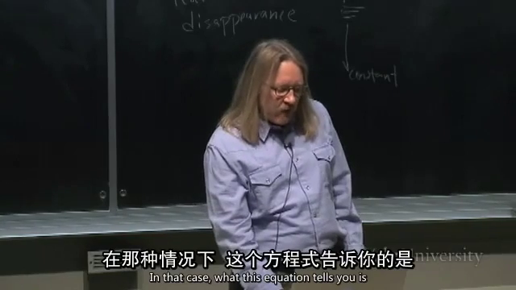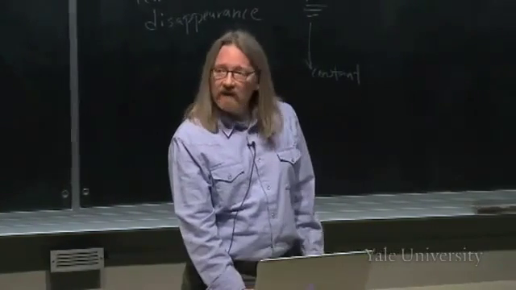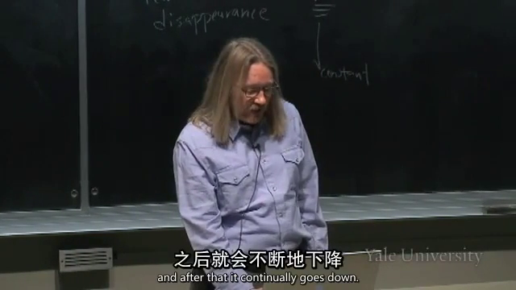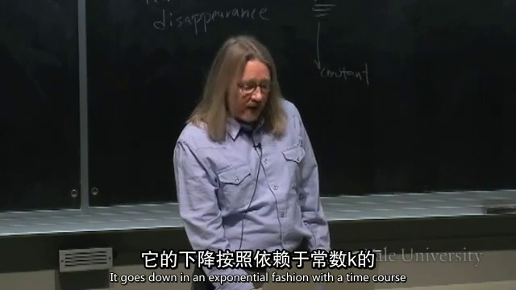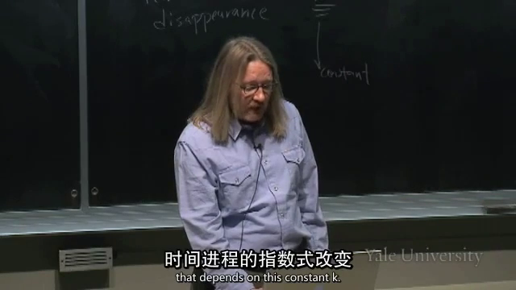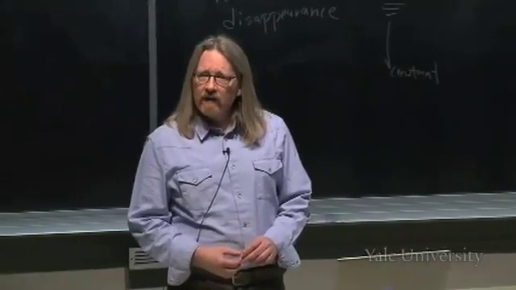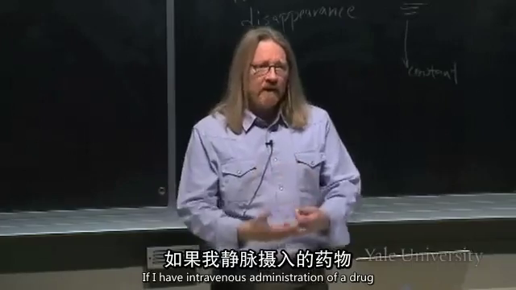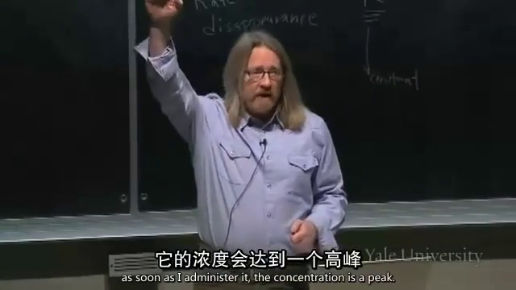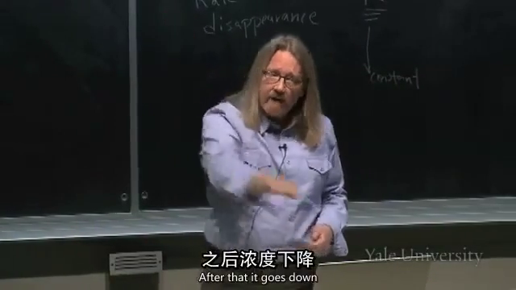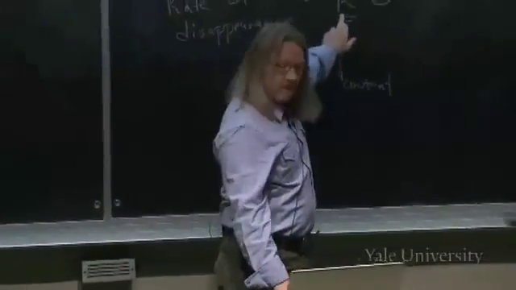And in that case, what this equation tells you is that the concentration immediately after you inject the drug is the highest. And after that, it continually goes down. And it goes down in an exponential fashion with a time course that depends on this constant k. Now, does that make sense? If I have intravenous administration of a drug that's eliminated by a first-order process, as soon as I administer it, the concentration is a peak, and after that, it goes down. And the rate at which it goes down depends on this rate constant k.